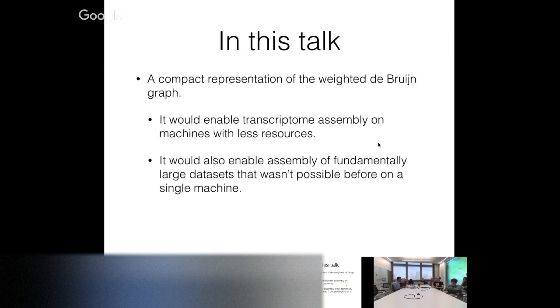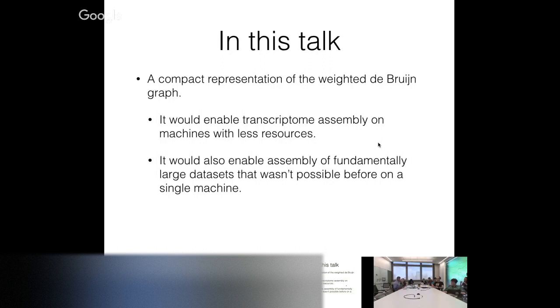So to this end, in this talk, I'm going to tell you about compact representation of the weighted DeBruijn graph. And a compact representation, as I said earlier, would enable you to do transcriptomic assembly on machines with much fewer resources. It would also enable you to assemble some fundamentally large data sets that were not possible to assemble on a single machine before, because the size of the representation was huge. That's where you needed multiple machines to store the data and do other kinds of tricks. But if you can store them compactly, then you can store them on a single machine and still do all the analysis.